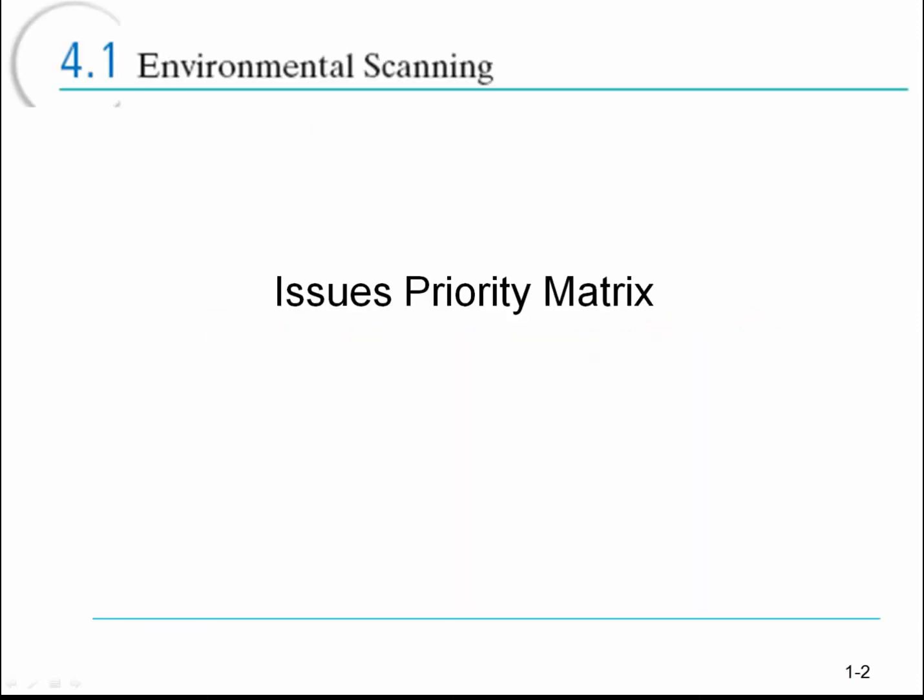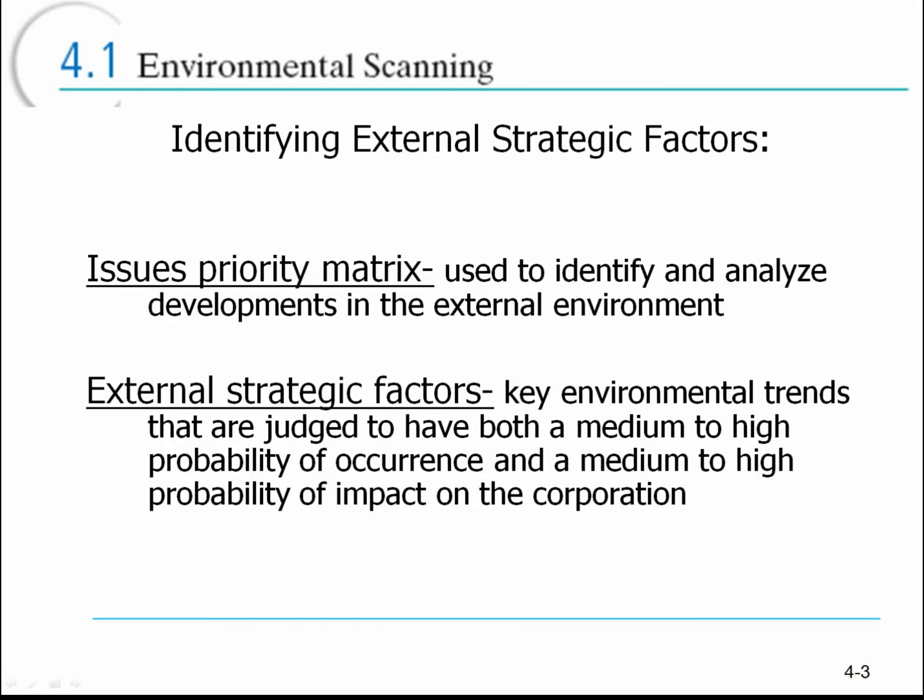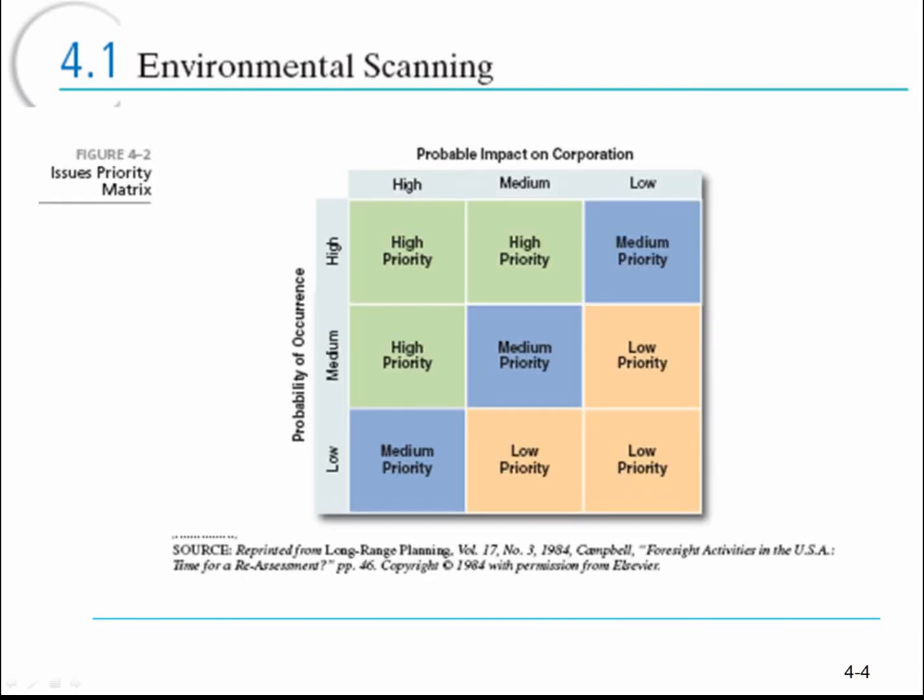In this chapter we're going to be reviewing the issues priority matrix. So let's get started. The issues priority matrix is essentially an analysis tool to help you evaluate various activities that may be going on in the marketplace. You can categorize them as medium priority, high priority, low priority. It gives you a framework for analyzing activities that are going on in the marketplace, much like the SWOT analysis does. Let's take a closer look at it.